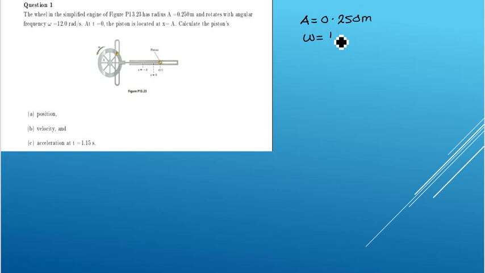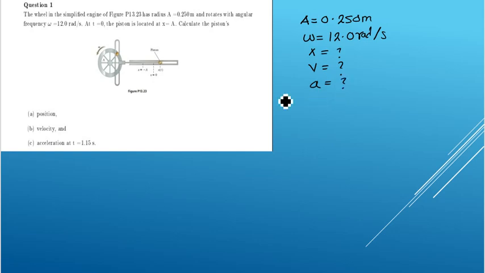is simply 12.0 radians per second. And we have been told that at t equals 0, when x is equivalent to the amplitude, we are to calculate the piston's position, the velocity, and the acceleration.